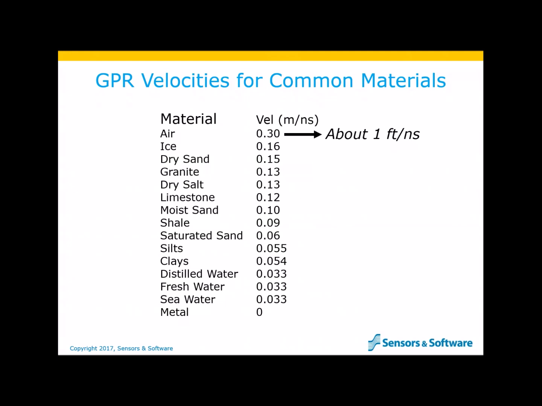Continuing to look at the velocity values in the chart, notice that the slowest material, besides metal, which is an exception, is water, down here towards the bottom of the table. GPR signals travel 1/9 the speed of light in water. So the presence of water in soil has a huge effect on the velocity of the soil. It also affects the contrast of the soil, as we discussed in part 1 of this webinar.